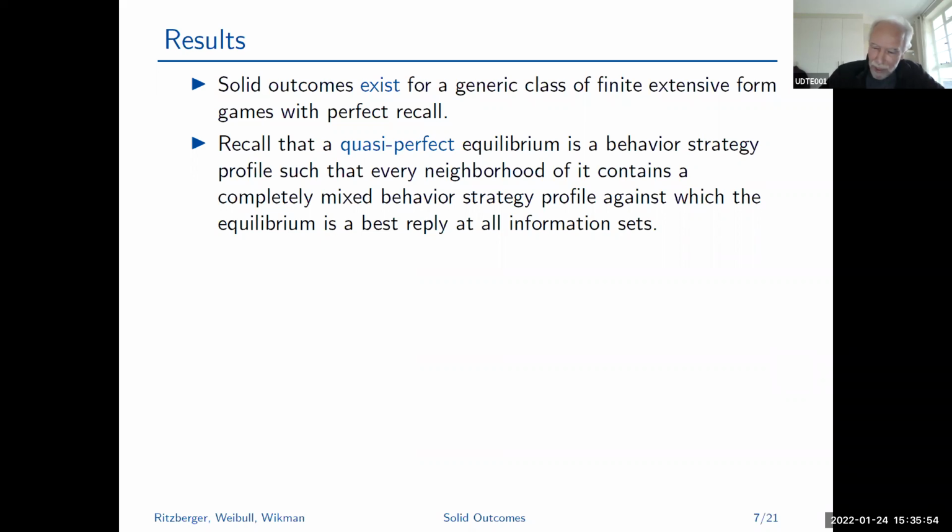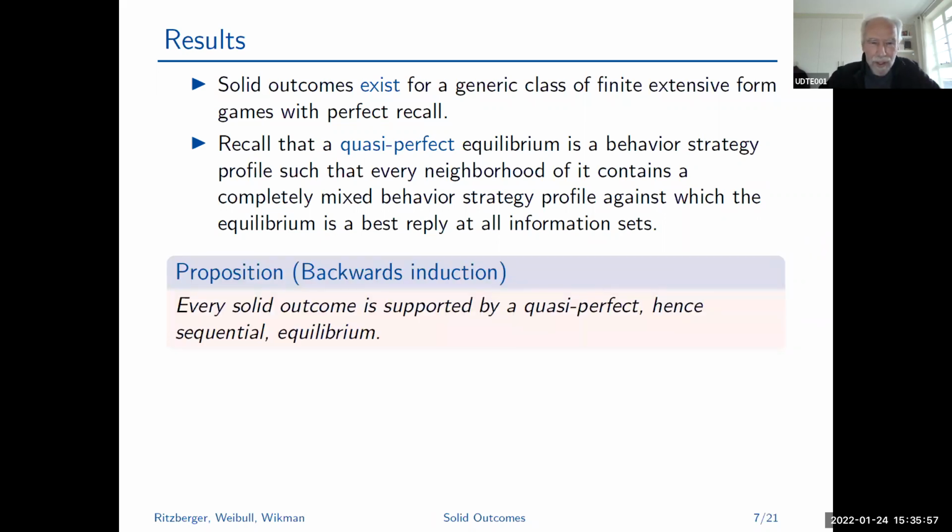But the proposition that gives us backwards induction here simply says that every solid outcome is supported by a quasi-perfect and hence sequential equilibrium. So solid outcomes are consistent with backwards induction in this sense. Okay. But if I may ask, existence you only have in the generic class, that's why you need genericity, I suspect, because for 3-player games you might not have quasi-perfect equilibrium in general, as far as I know. This is general, so this actually is always true.